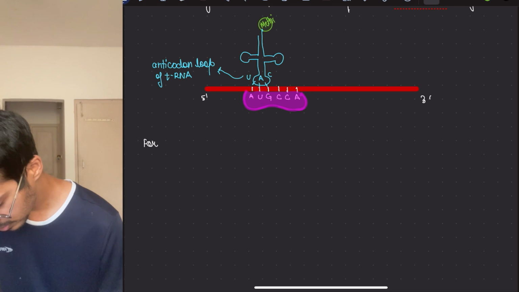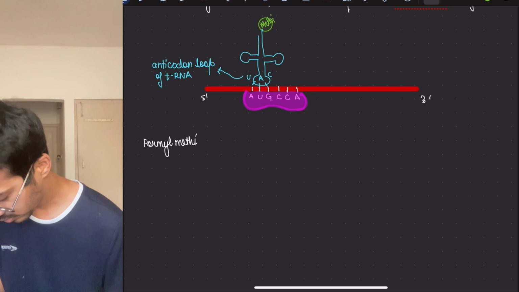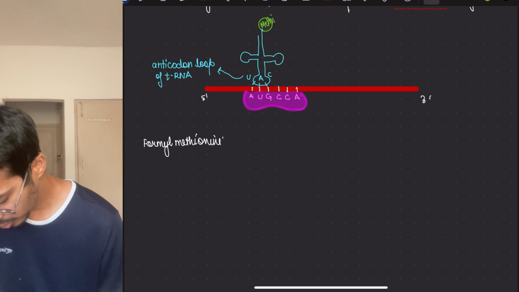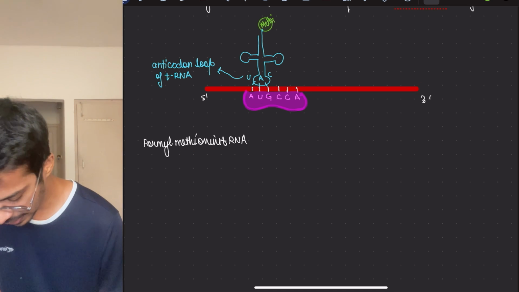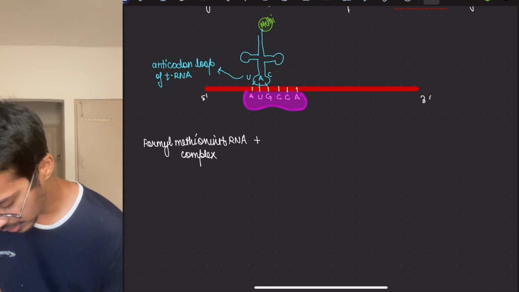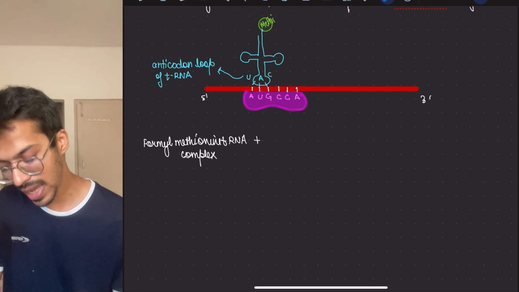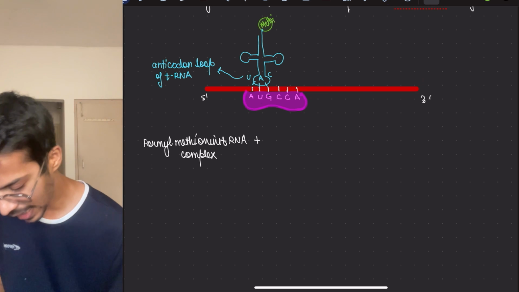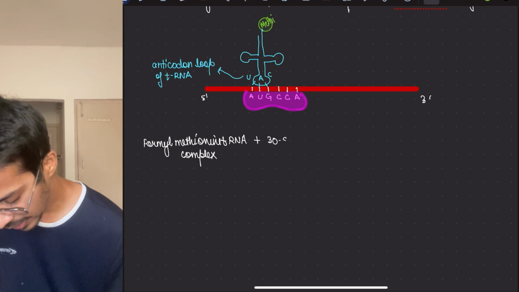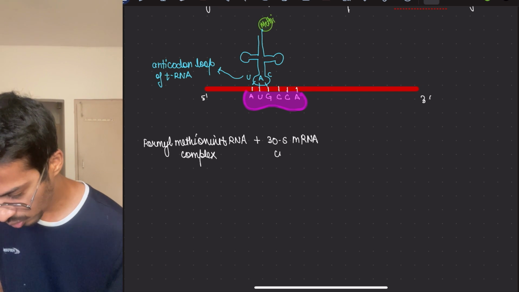This formyl methionine tRNA complex, which is nothing, just the activated tRNA. Okay, nothing else I have written. Plus this complex which is already there. Which complex? This mRNA and the smaller subunit. Okay, that is called, in prokaryotes, 30S mRNA complex.